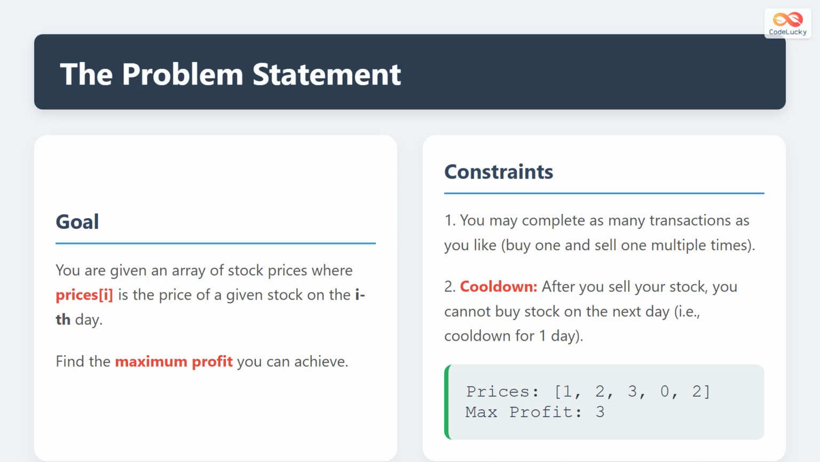Let's first understand the goal. We are given an array of stock prices where each element represents the price on a specific day. We want to maximize our total profit. The catch is that we can make as many transactions as we want, but with one critical rule. After selling a stock, we must wait 1 day before buying again. This is the cooldown period.